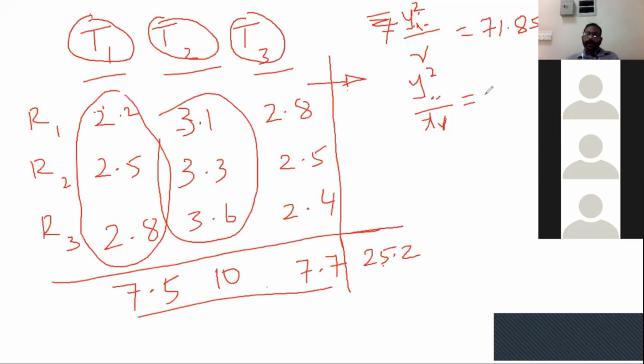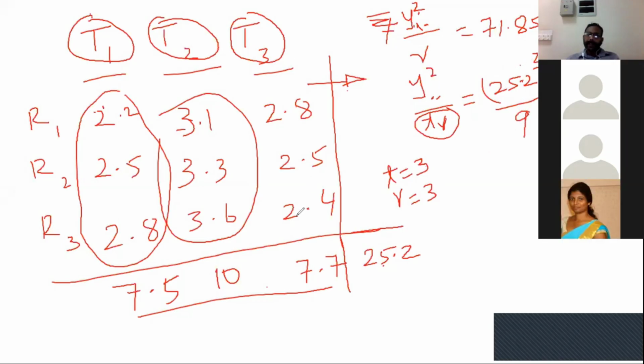Now the way that you calculate is 25.2 whole thing square divided by what is t into r? What is the value for t? Number of treatments, 3. What is the value for r? 3. So tr, what is the value? 9. So get the value.